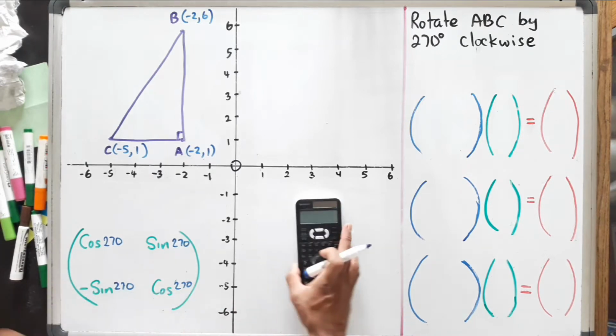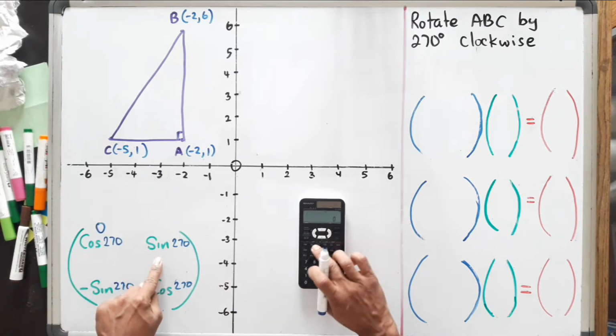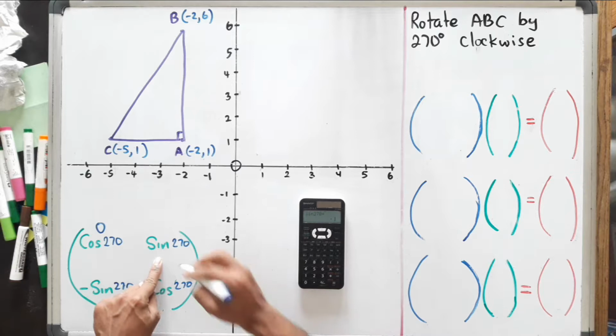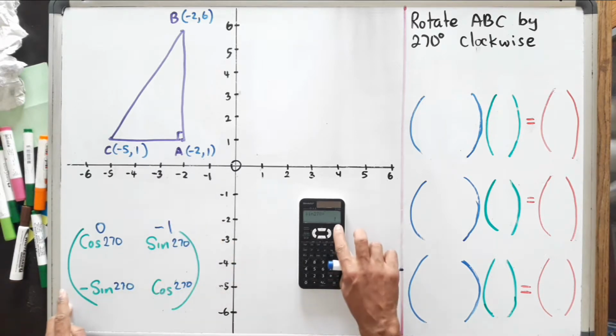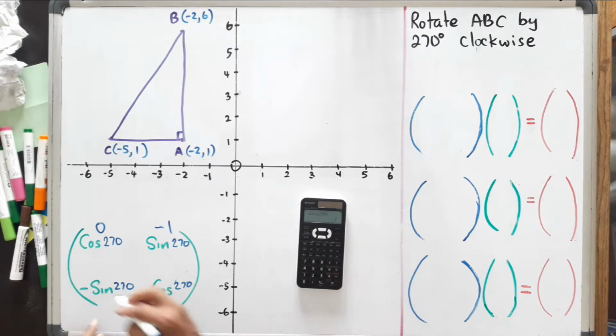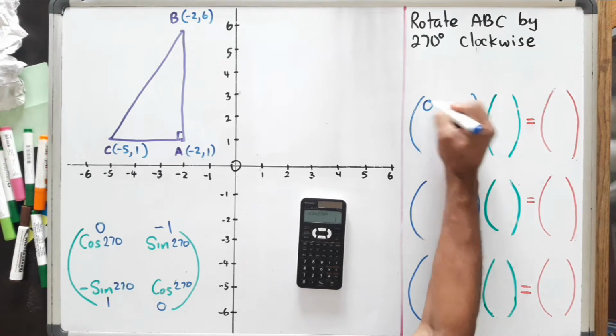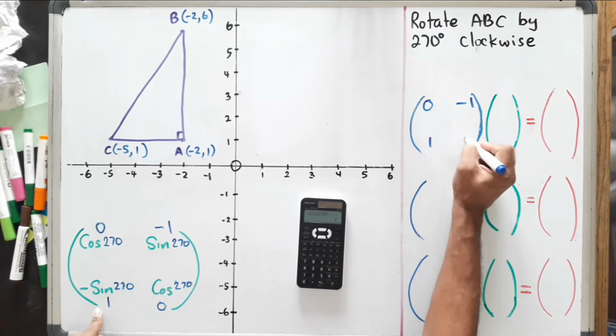So let's see what number we will get. Make sure my calculator is on degrees mode. Cos 270, that's this one, will give us 0. Let's try sine 270. That will give us minus 1. Minus sine 270 will give us positive 1. And cos 270, we know, is 0 from this one. So the matrix we are actually using will be 0, minus 1, 1, and 0.